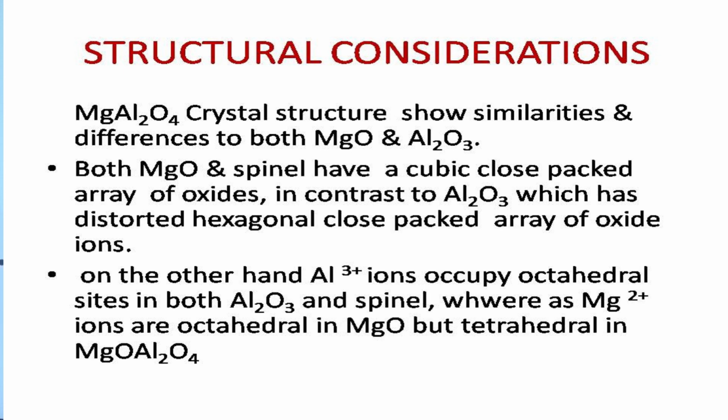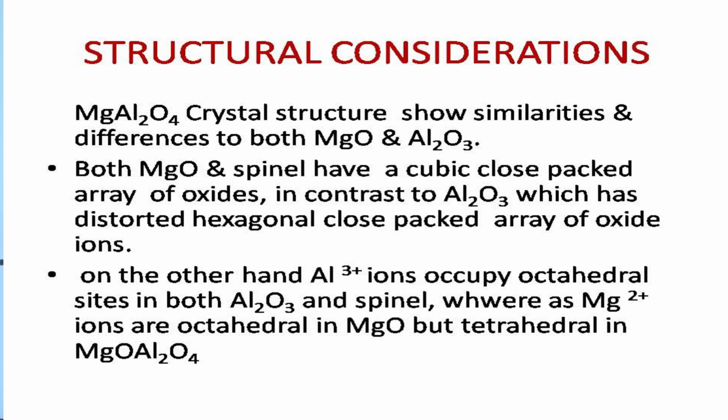The second thing that you need to consider is the structural considerations. Structural consideration here means the crystal structures, or the structural form in which the two materials are there. Now, the magnesium aluminate crystal structure, that is the final product, if you look at it through an X-ray diffractometer, shows similarities and differences to both MgO and Al2O3. What does it mean? The final product that you are getting, MgAl2O4, is similar in certain ways to MgO and Al2O3, and it's also different from MgO and Al2O3. So there are structural similarities as well as certain differences.